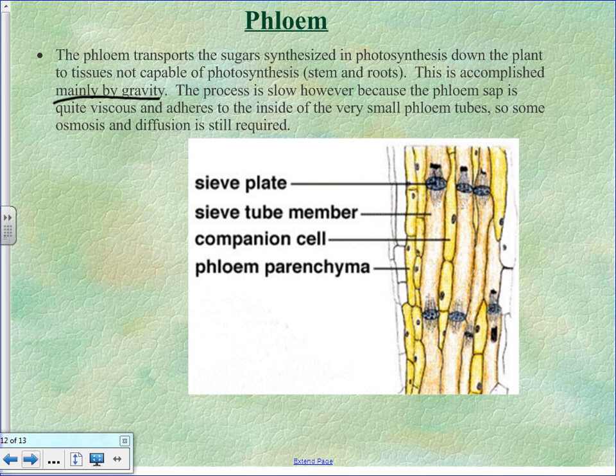Like we said here, some osmosis and diffusion is still required. What happens is water can move from the xylem out into the phloem tubes to change the viscosity of the phloem sap. If the phloem sap gets too thick, water will naturally move by osmosis to balance that out a little bit and cause that sap to get a little thinner, and it'll run a little easier.